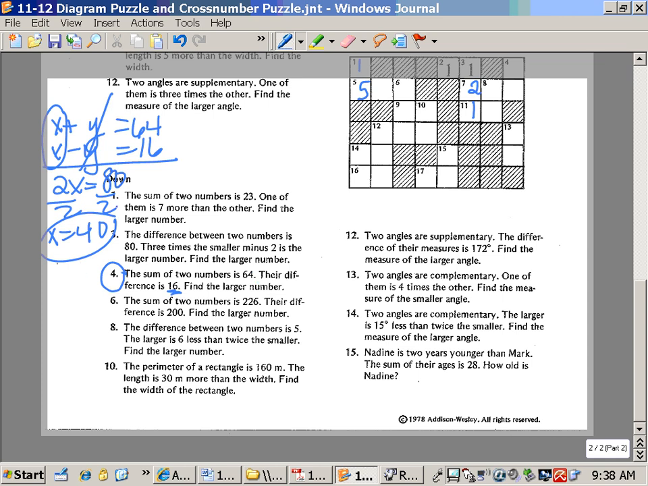Y is 24. Okay, if you take the 40 and plug it in up here, 40 plus 24 is 64. So which is the larger number? 40. So 4 down, we're going to put 40.